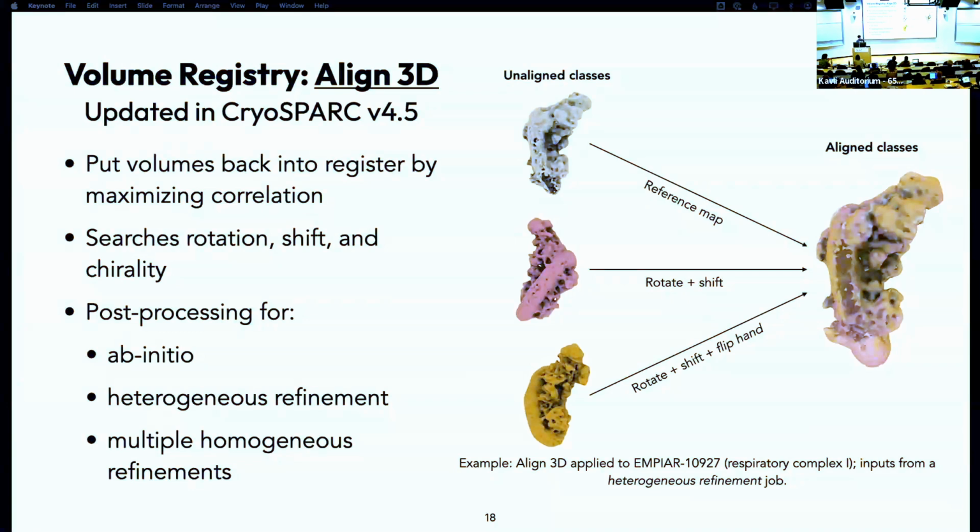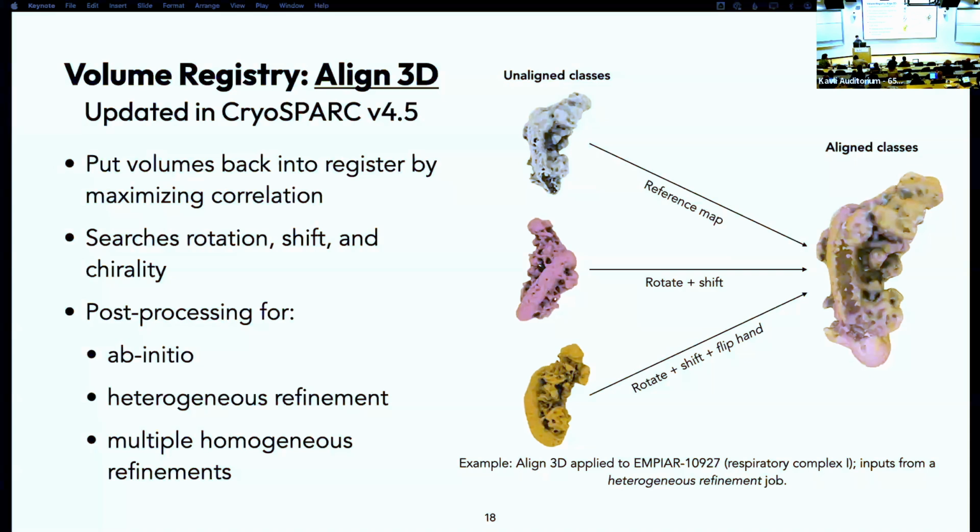The first job that I'm going to use today is Align 3D. As Rich showed, it's possible to end up with volumes that are out of register as outputs from ab initio or from heterogeneous refinement, or even from a 3D classification job in some situations, as we'll see later today. The Align 3D job will search over 3D rotation, 3D shift, and also chirality, and it will align an arbitrary number of volumes to a reference map. The output of this job is each volume now aligned to the reference map and written out as a separate output. This is useful as a post-processing step for heterogeneous refinement and 3D classification.